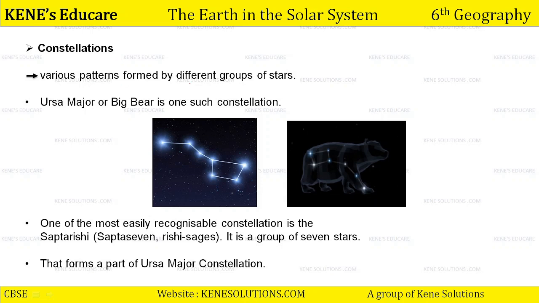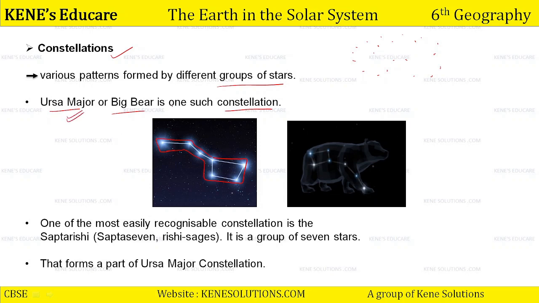Various patterns formed by different groups of stars. Stars hote hain. The pattern that is made by them is known as a constellation. Ursa Major or Big Bear is one such very famous constellation. Kabhi bhi stars agar aise hain that you can make a dipper out of it. That means, ye dekho, ye aise big spoon ki tarah dikhega. Aise bada sa koi chammach hota hai jaise. If you can find any such kind of pattern in the stars, then that is Ursa Major.